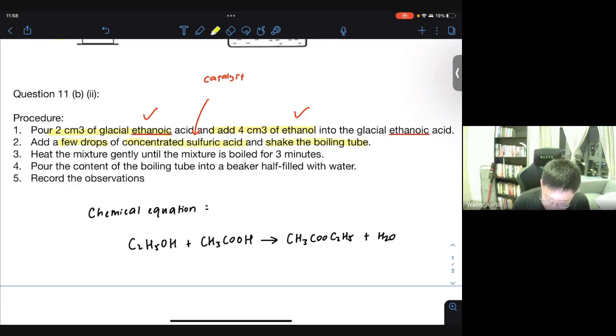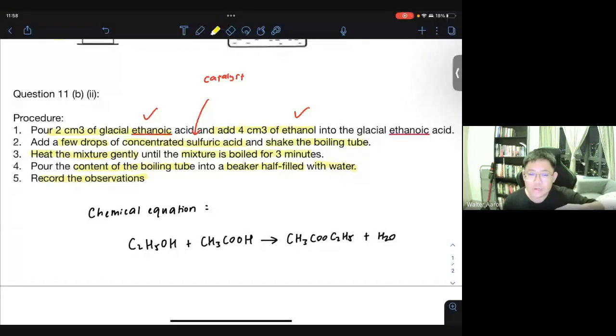Then after that, the third step is to heat the mixture gently until the mixture boils for around 3 minutes. And then after that, you pour the content of the boiling tube into a beaker half filled with water. And then you are supposed to record observations. Now, the idea is very simple. After you do all these steps, you pour in the substance that you created. In that case, it will be ethyl ethanoate.